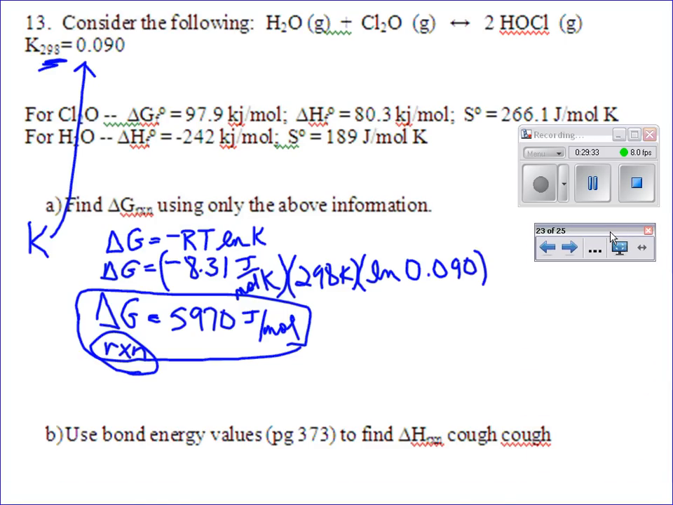Bond energies, and I don't necessarily need the table now, and you'll see why, but we did do delta H with bond energies. We had a table. Does anyone remember the formula? Delta H of bond energies equals bonds what minus what? Right. Write that down.